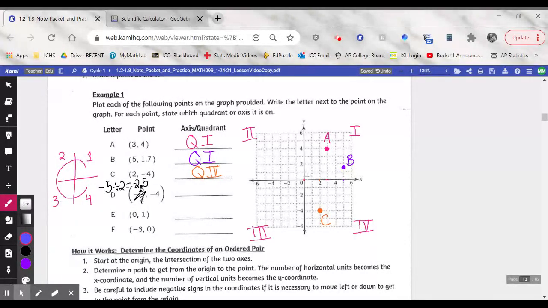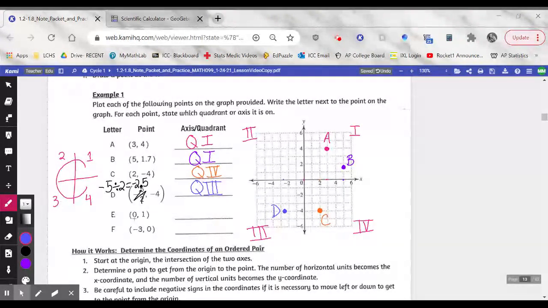Okay, so start at your origin. The first number is a -2.5, so we're going to be right in between -2 and -3, and then we're going to go down 4. So this will not be exactly on a grid point, but that's okay. We don't want it on a grid point because it's in between -2 and -3. Okay, so that is point D, and we can see that's in quadrant 3.